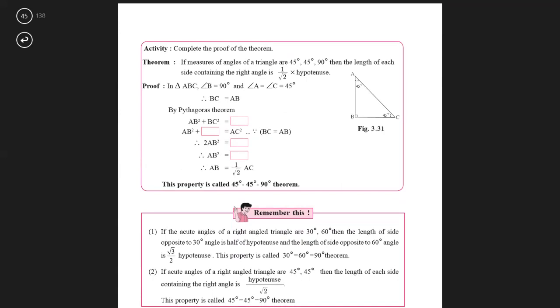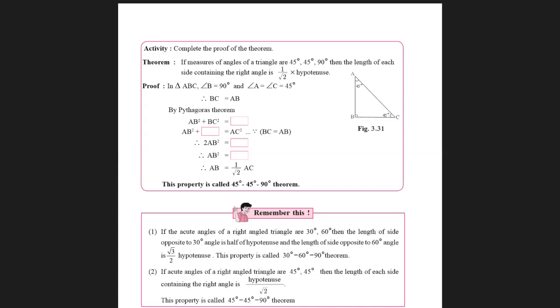The next theorem, complete the proof of this theorem. This also is an important theorem. If measures of angles of a triangle are 45 degrees, 45 degrees and 90 degrees, then the length of each side containing the right angle is 1 by root 2 times the hypotenuse.